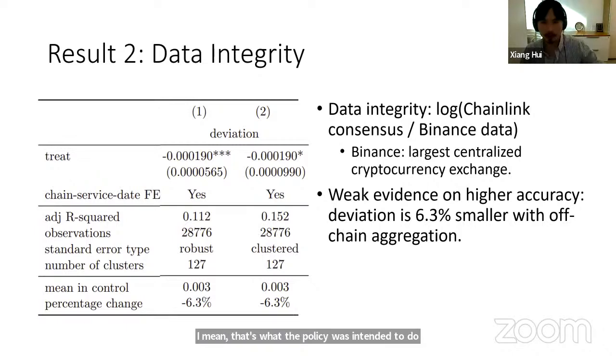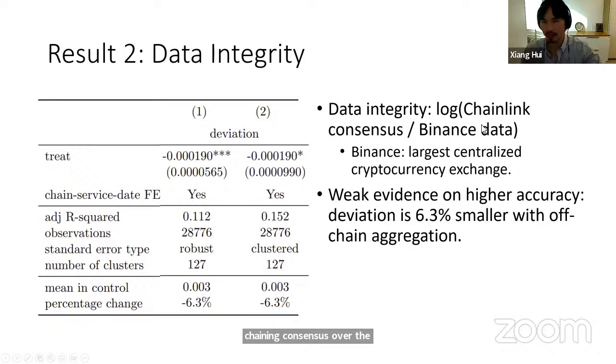What's perhaps a bit surprising is when we look at data integrity with this deviation measure, and by the way, the deviation measure is defined as the log of the Chainlink consensus over the Binance data, right?